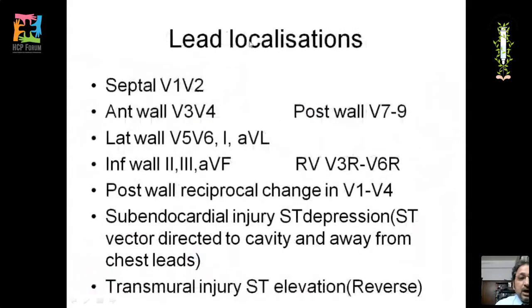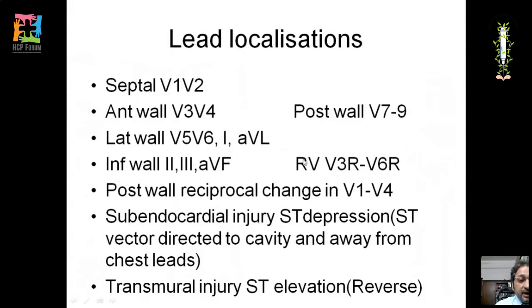So, how do we localize the leads? The septal is V1, V2, anterior wall is V3, V4, lateral wall is V5, V6, lead 1 and aVL, inferior wall is 2, 3, aVF, posterior wall is V7 to V9, and right ventricle is represented by the right-sided leads V3R to V6R. In a normal ECG, we don't get the V7 to V9 and the right-sided leads.